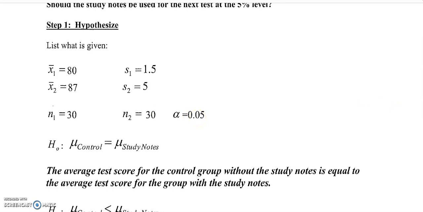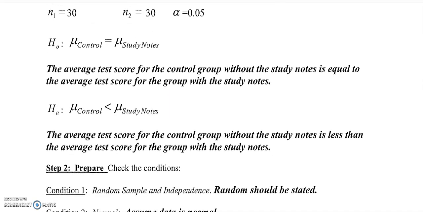So because we have two separate groups, H0 is going to be mu of the control group equals mu of the study notes. So the average test score for the control group without the study notes is equal to the average test score for the group with the study notes. And then for our HA, we're saying that the control group would be lower. So HA would be mu of the control group is less than mu of the study notes. So the average test score for the control group without the study notes is less than the average test score for the group with the study notes. And order is important. We have control first, study notes second.